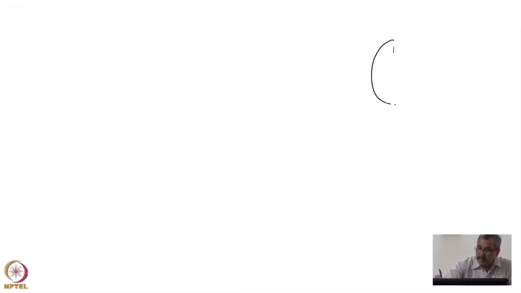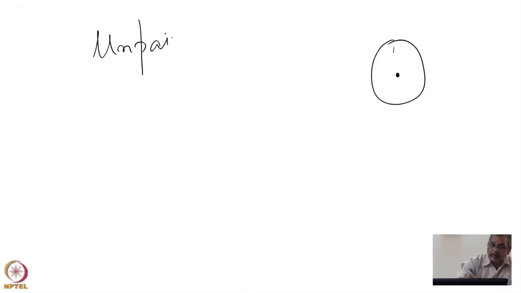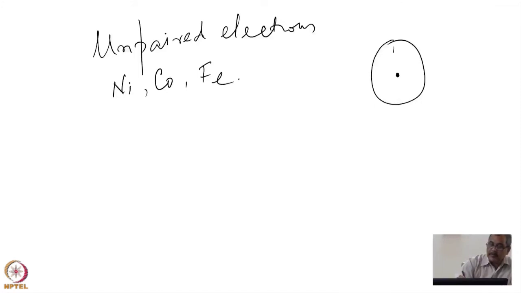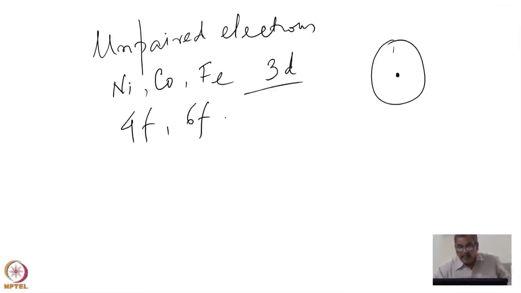To understand this fact, the tiny nucleus of femtometer size is here, but the magnetism comes from unpaired electrons. So you have nickel, cobalt, iron, these are 3D elements, or you have rare earths which are 4F or 6F. That means these shells are basically not filled, and that's why I can consider it as a shell classically, in which you have a magnetic moment.